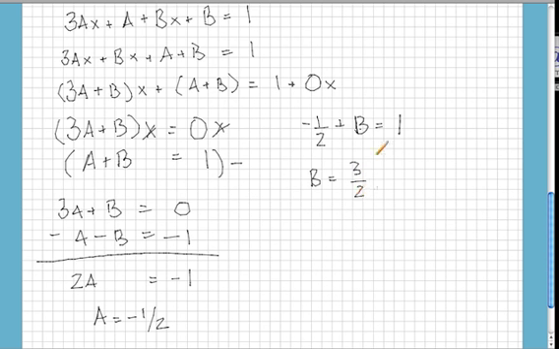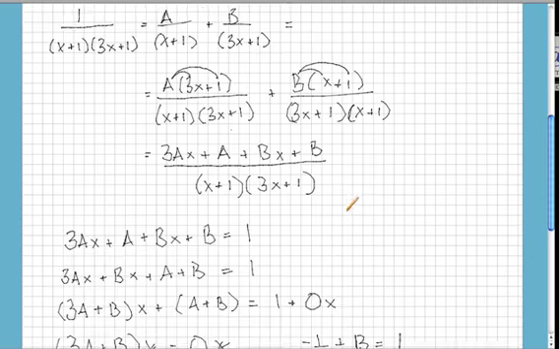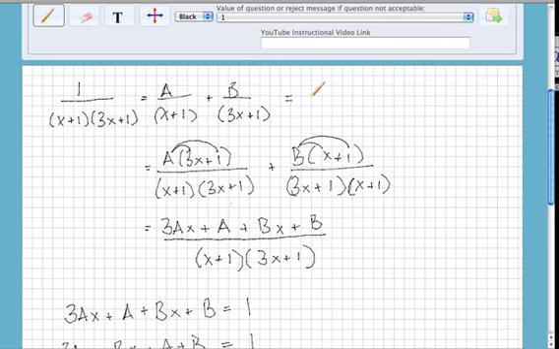Let's put it all back together. If a is negative 1/2, then negative 1 over 2 times x plus 1, plus b is 3/2, so 3 over 2 times 3x plus 1 is what I will get when I do my complete partial fraction decomposition, and this will be your final answer for your question.